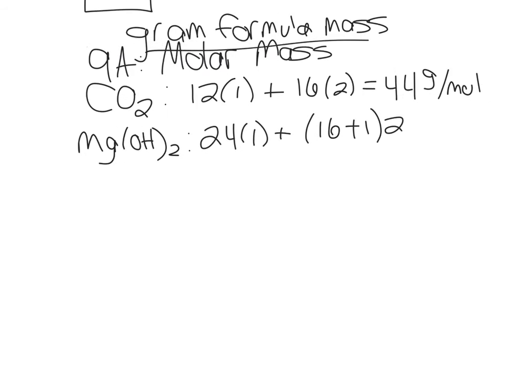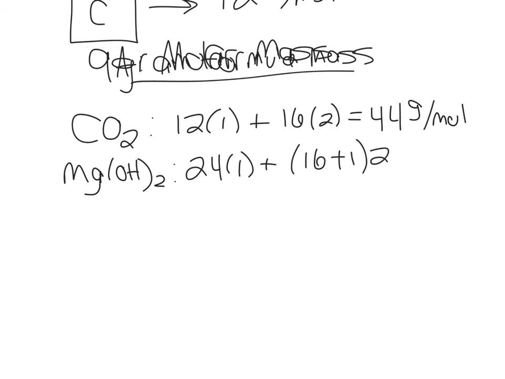All right. Now, what else can we see? Sometimes you'll see things like, let's see, let's do this one. Ca3(PO4)2. This is calcium phosphate, okay?